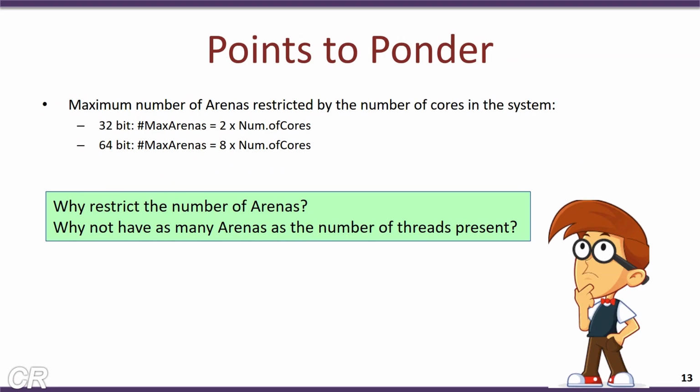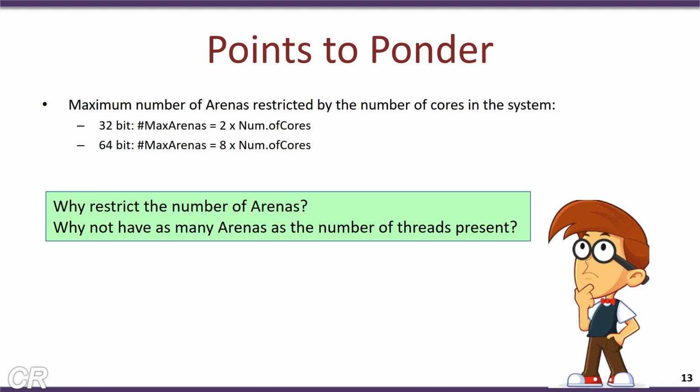So something to think about. We mentioned in the previous slide that each process has a maximum number of arenas that are present. Now the question over here to think about is, why is there such a restriction in the number of arenas?